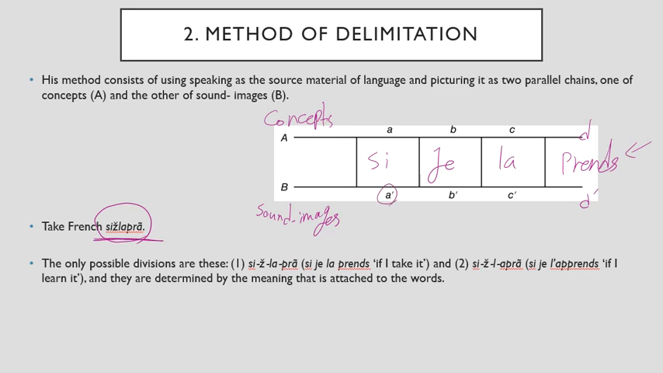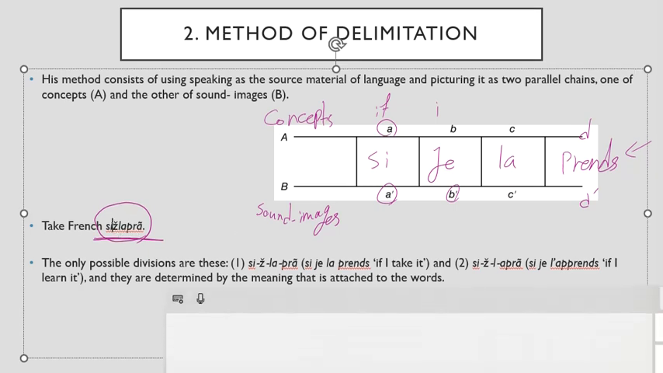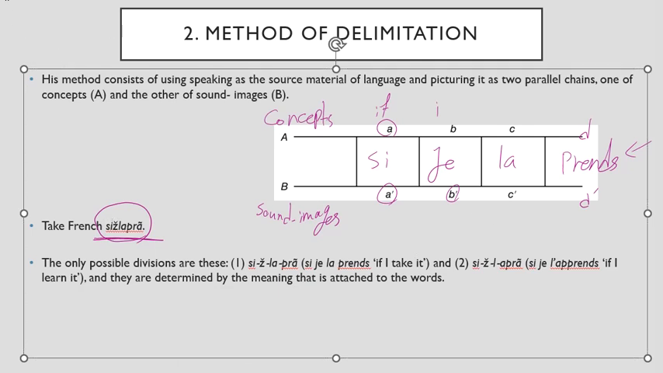So here "si" is the sound, and then the concept is "if." The meaning of it, the signification of it is "if." Or here the sound is "je", and the meaning is "I." Not "I'm", "I." Okay, so this is what we mean by the double chain here that we have signified. And the other form of reading this is "si je l'apprends." I connected the L to apprendre. It means "if I learn it."